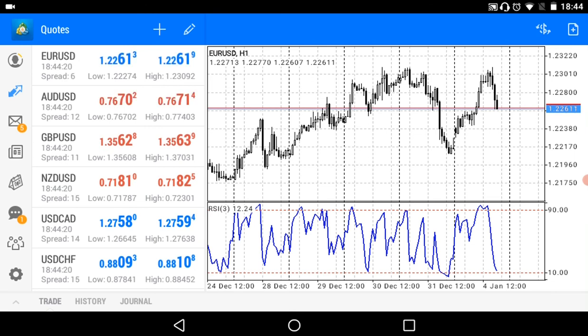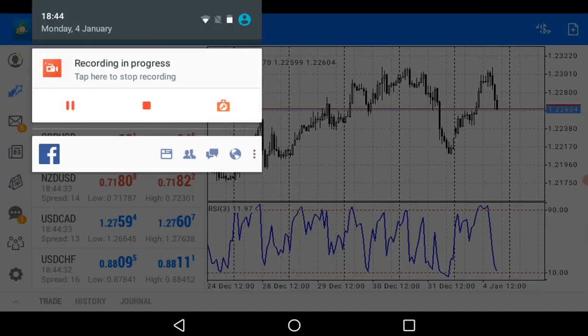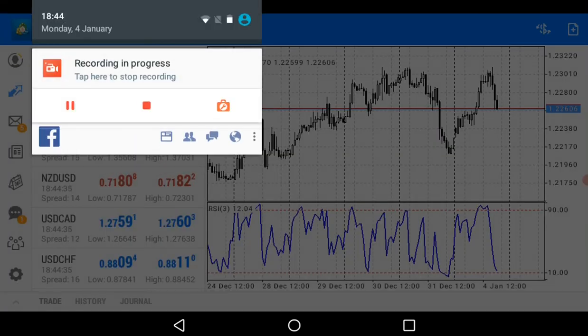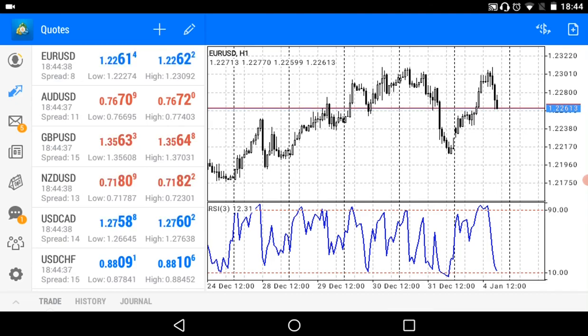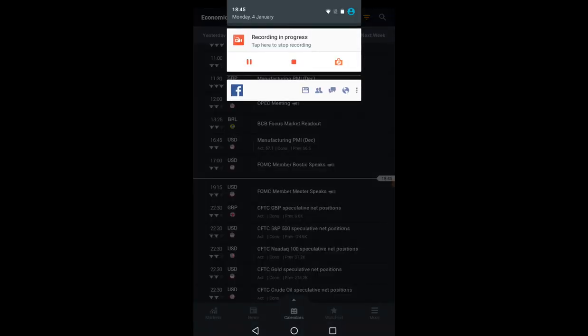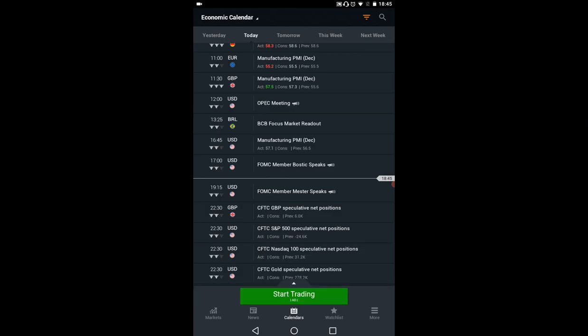Firstly, I would recommend that you download the investing.com app. You can get it from the Play Store and the Apple App Store and so forth. Right now I'm going to go to my investing.com app, to the economic calendar. This is how your economic calendar with investing would look.